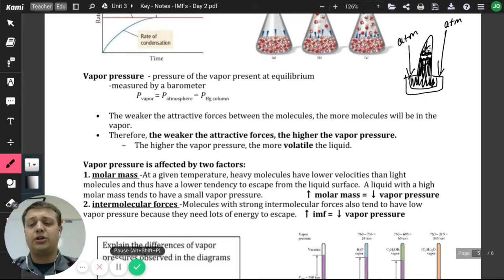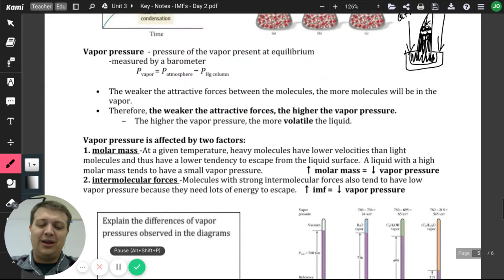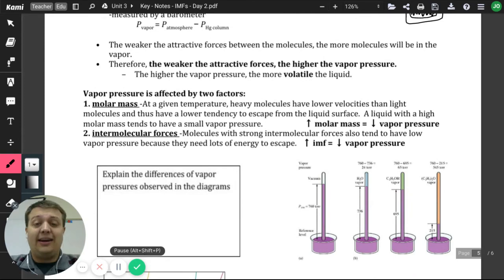Okay, so the vapor pressure is going to be much, much higher if I've got a weak IMF because those molecules are not attracted to each other as much. So basically, again, the weaker the attractive force, the higher your vapor pressure is actually going to be. The higher the vapor pressure, the more volatile. And basically, volatile is just how likely it is to evaporate. Okay, now there are two factors that can affect your vapor pressure. The first one is going to be molar mass.